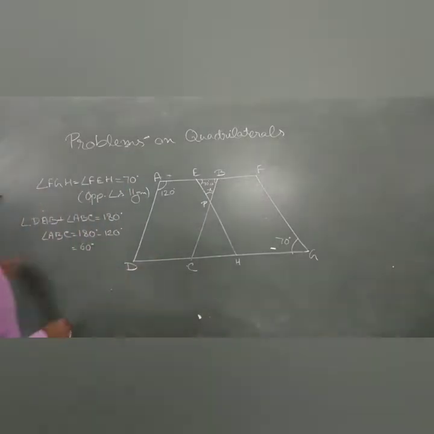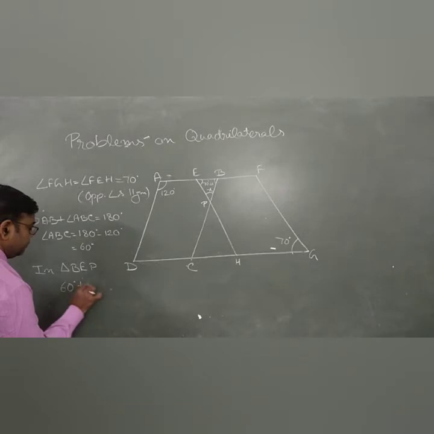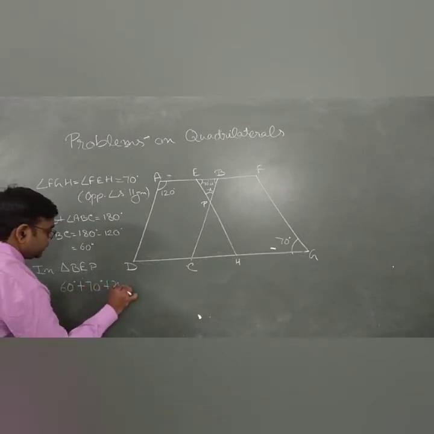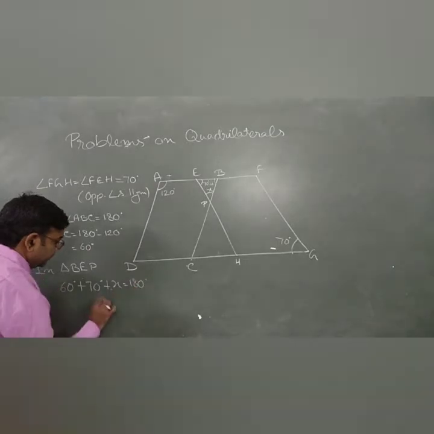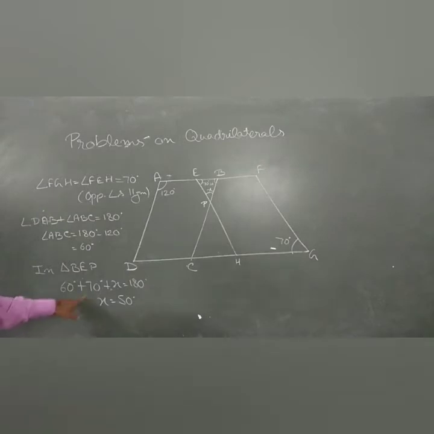Now we have two things, angle ABC and angle FEH. So in triangle BEP, by using the angle sum property, we know that 60 degrees plus 70 degrees plus X equals 180 degrees. Therefore X equals 50 degrees. I jumped a step: X minus 130 equals 50 degrees, and that is the answer to the question. Hope you can easily understand. Now move to the next question.